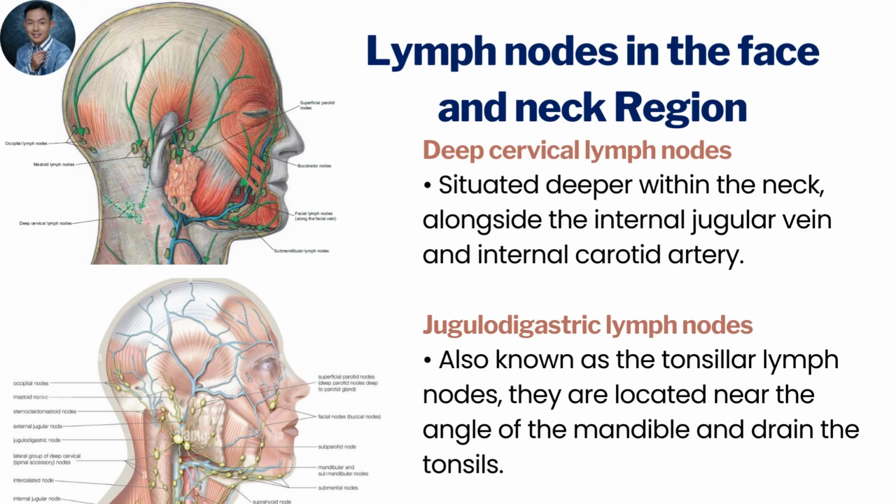Next are the jugulodigastric lymph nodes, also known as the tonsillar lymph nodes. They are located near the angle of the mandible and drain the tonsils. They are situated at the junction of the jugular vein and the posterior belly of the digastric muscle, hence the name jugulodigastric. These lymph nodes are considered part of the deep cervical lymph node group.